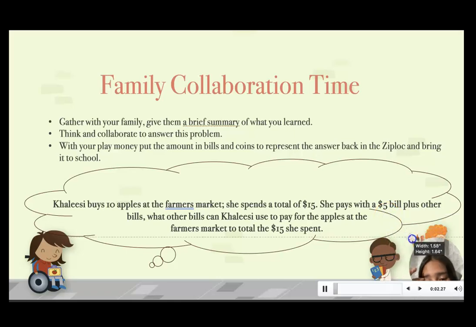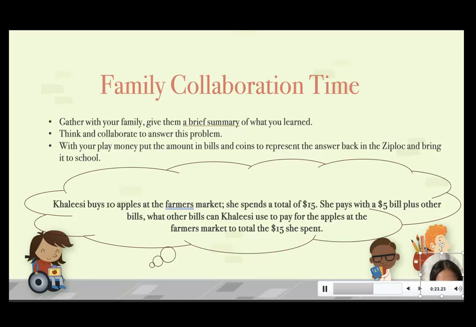To end and summarize this lesson, we are going to do a family collaboration time. So gather your friends and your family, give them a brief summary of what you've learned, think and collaborate to answer this word problem. And with your play money, put the amount of bills and coins to represent your answer back in the Ziploc and bring it back to school tomorrow for our in-person lesson.